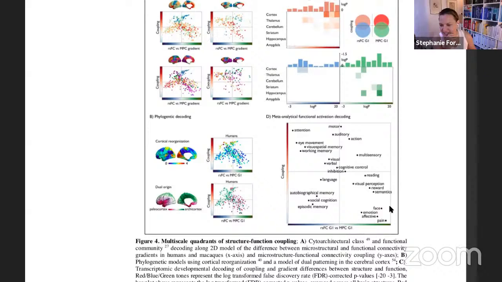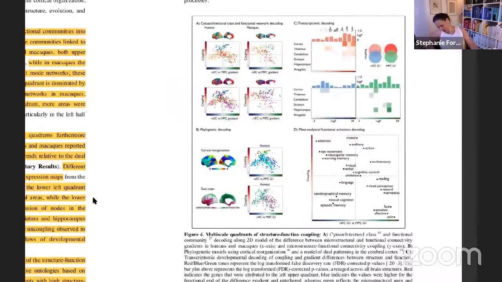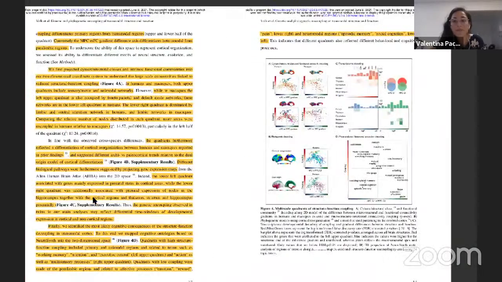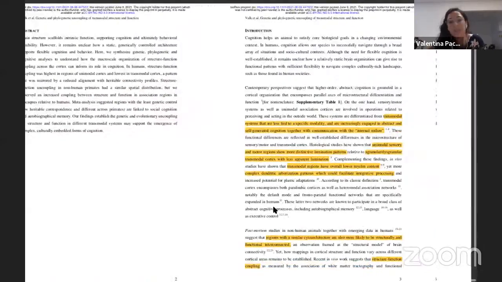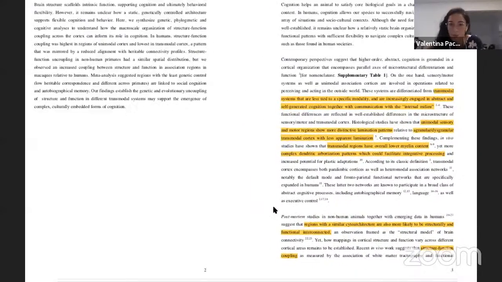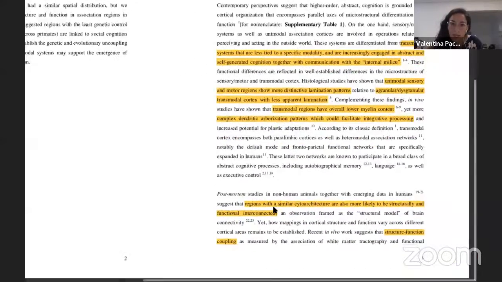Any other comments that came up? Yes, there's a question in the chat. Are there any evidences of postmortem or histological information of these different kinds of cortex, unimodal and transmodal cortices, that agree with the results that you presented from the paper? Yeah, the authors discuss straight away in the introduction postmortem. Yeah, here there are postmortem evidences.